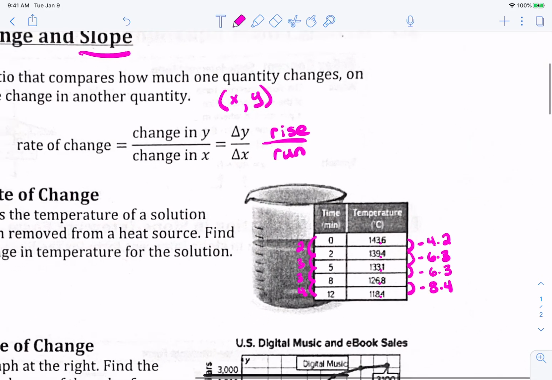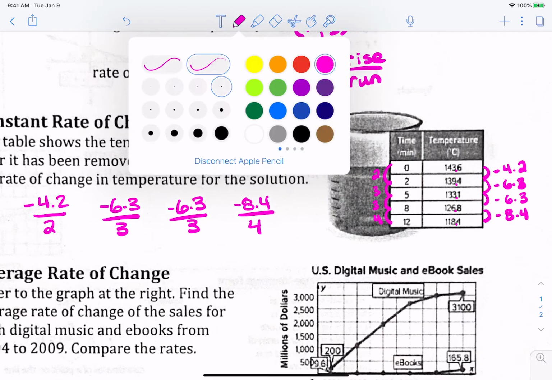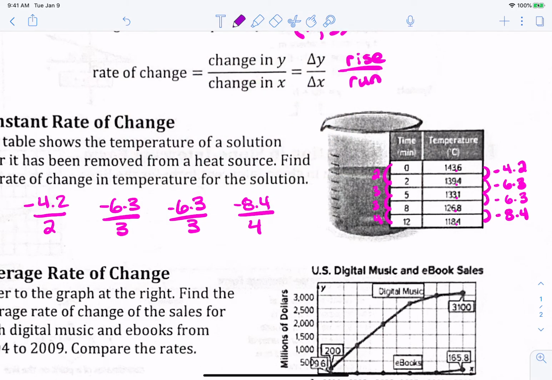Now, we always do the y coordinate over the x coordinate. So the first time, he's gone down 4.2 degrees in the amount of 2 minutes. The second time I measure, he's gone down 6.3 degrees in the amount of 3 minutes. Then he went down another 6.3 degrees in 3 minutes. And the last time I record, he's gone down 8.4 degrees in 4 minutes. Okay? Now, if I look at each one of those and divide those out, what's negative 4.2 divided by 2? Negative 2.1. What about 6.3 divided by 3?